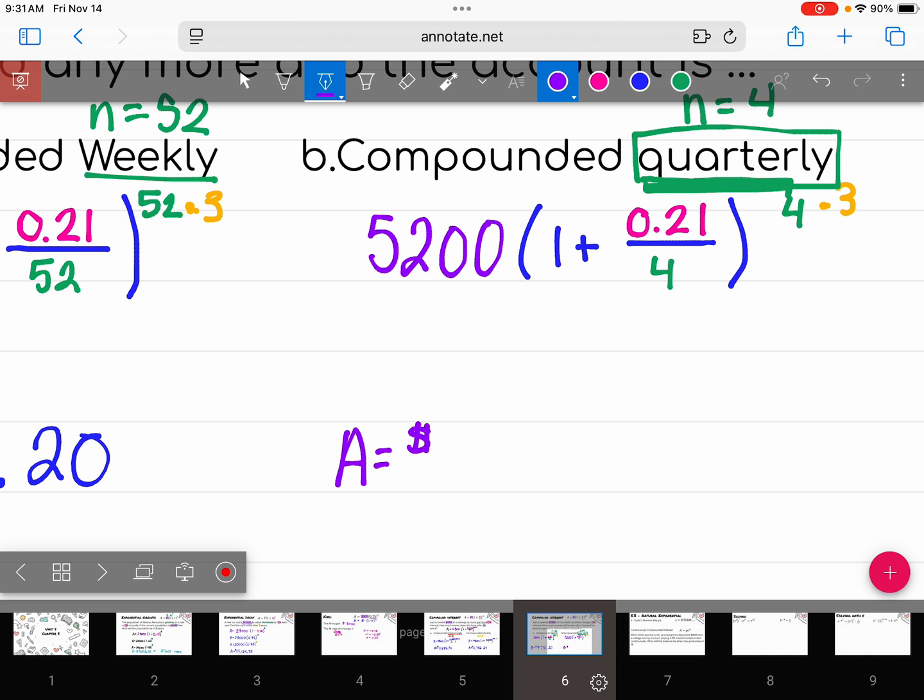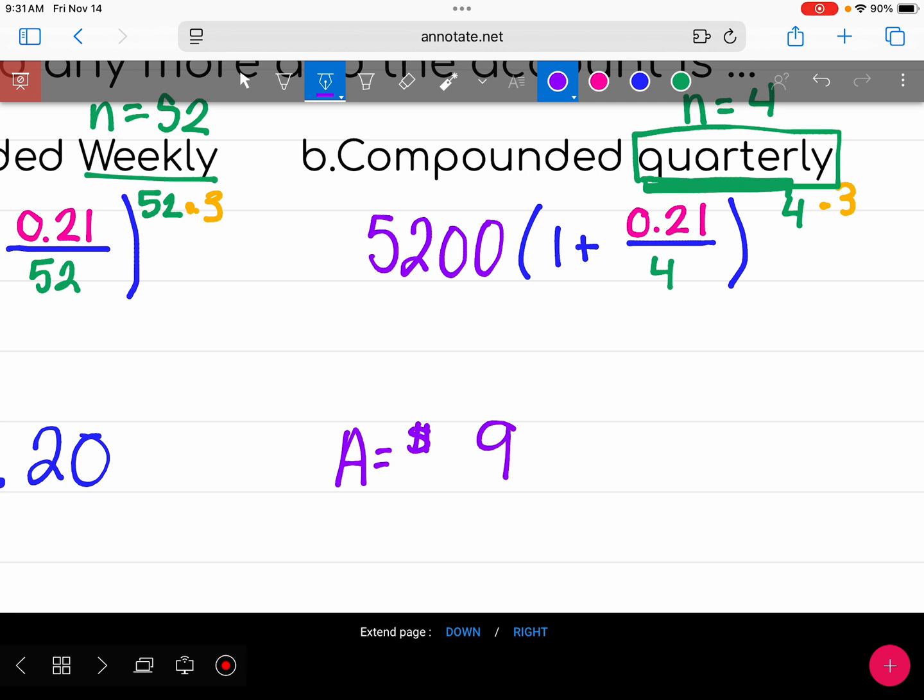How much will Aaron owe if his interest is compounded quarterly? Say it again. 9,608. There we go. And 79 cents.